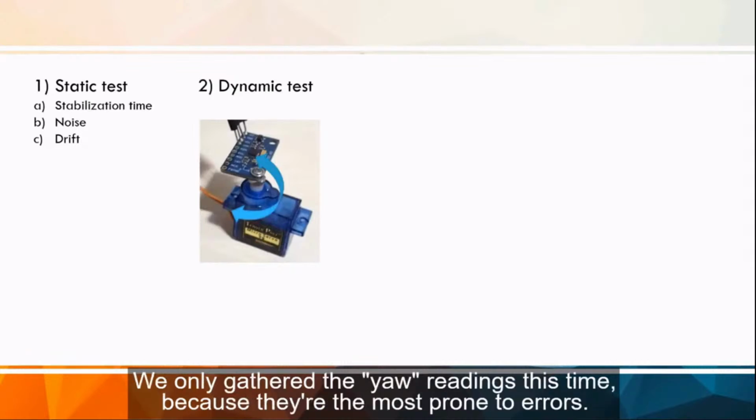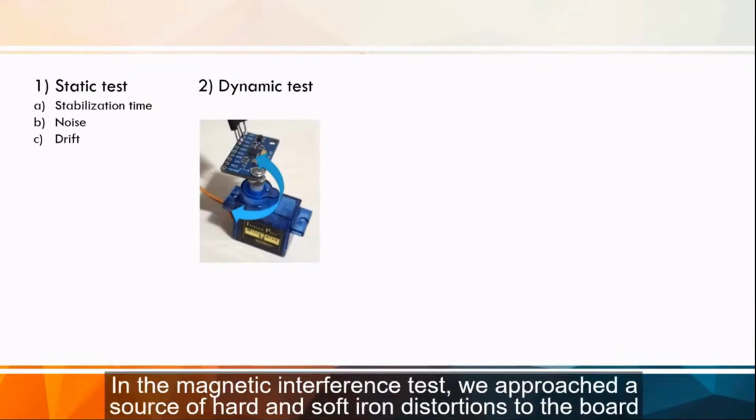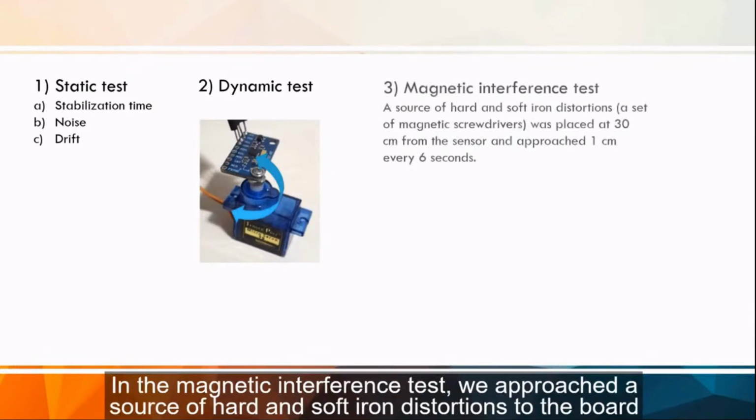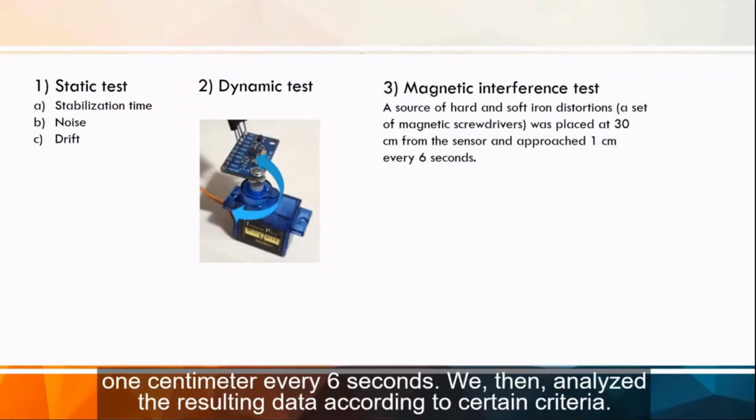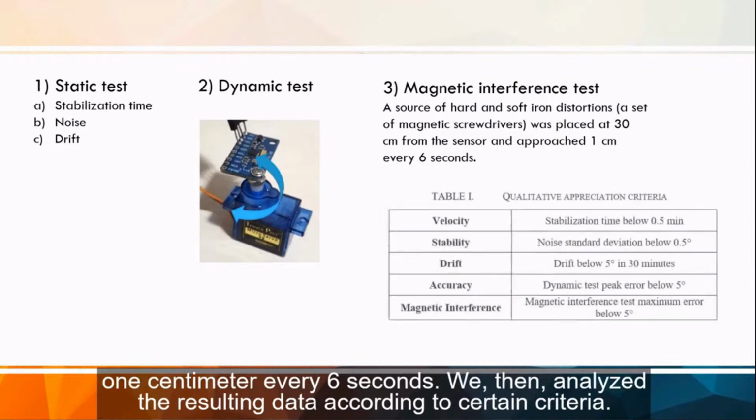In the dynamic test, we attached the MIMU to a motor and rotated it back and forth horizontally. We only gathered the yaw readings this time because they're the most prone to errors. In the magnetic interference test, we approached the source of hard and soft iron distortions to the board 1 centimeter every 6 seconds. We then analyzed the resulting data according to certain criteria.